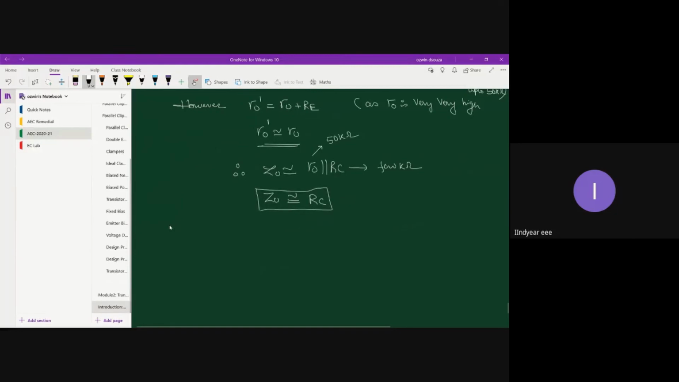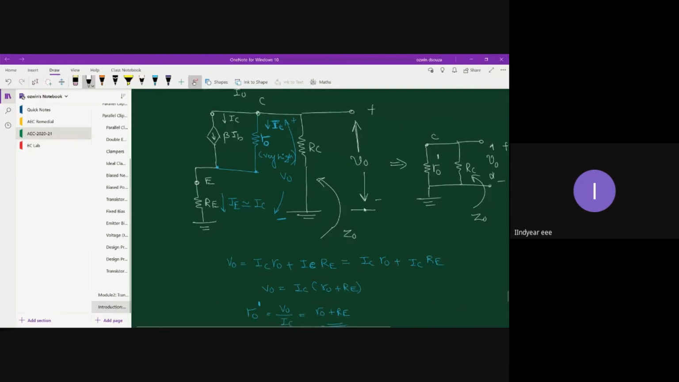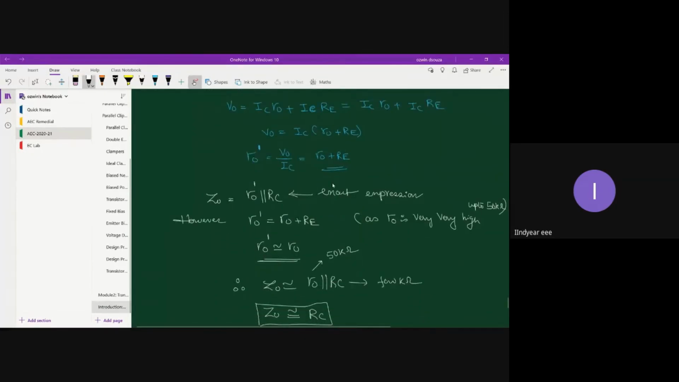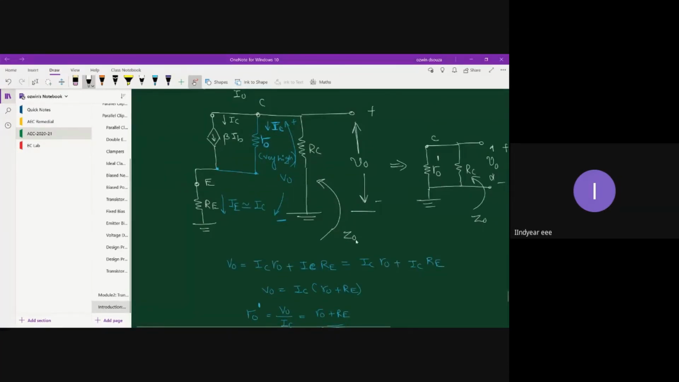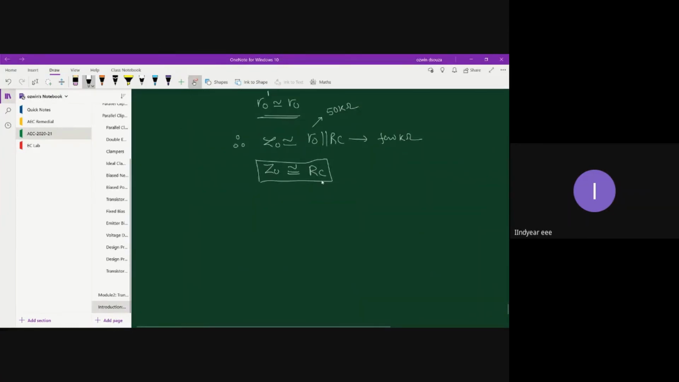So the summary is, if you have understood the analysis, in the exam you don't have to show all this. This step I have shown for your experience sake. In the exam, you can directly write Z0 is measured across collector to ground, and across collector to ground, RC is coming into picture. Hence, Z0 can be given as RC. If you write this, for me it is more than enough, and even for an external examiner it is enough.